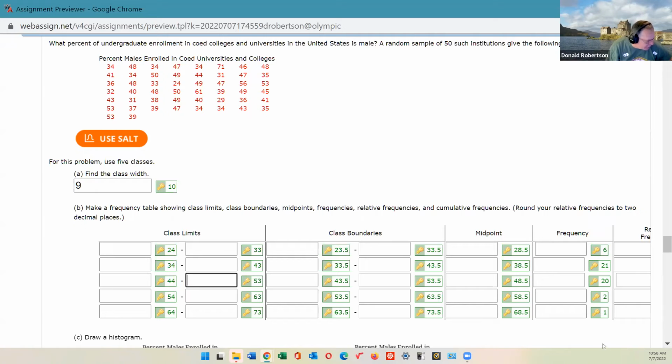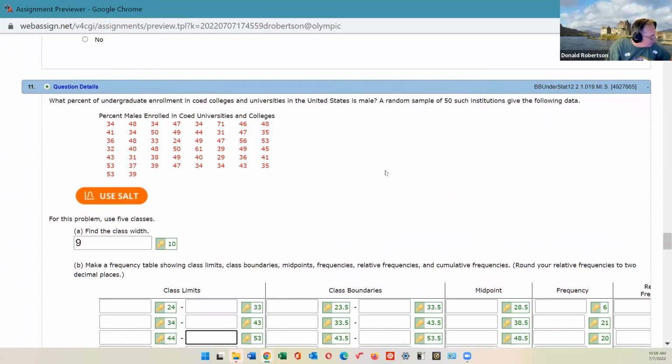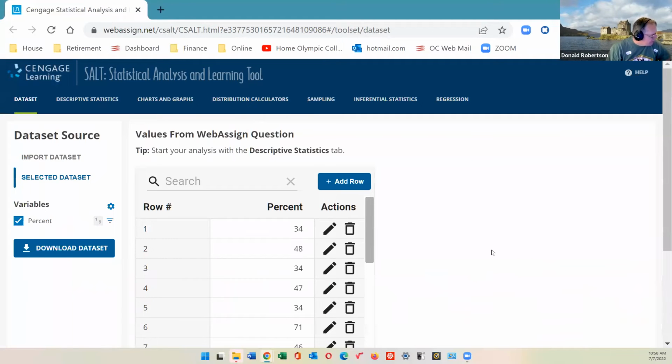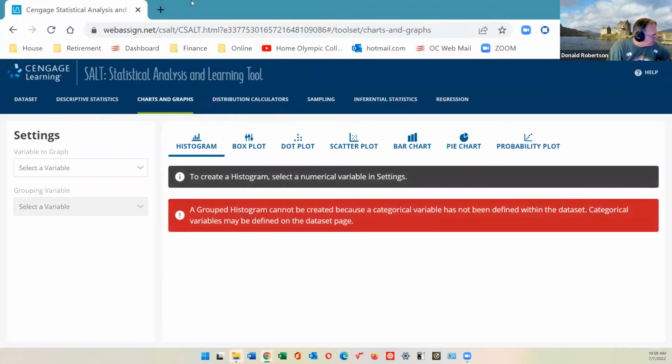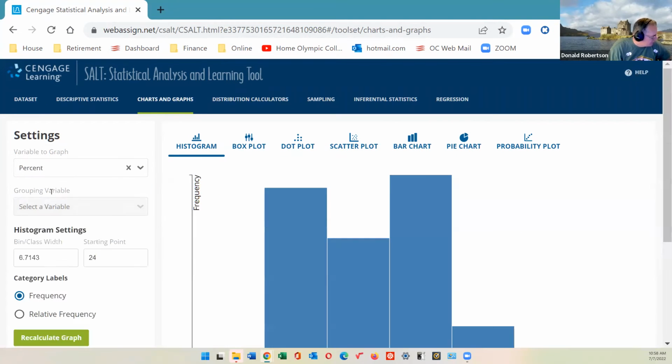Now, let's look at frequencies. We have got to add up all the numbers between 24 and 33. And that's not fun. So let's see if I can cheat by using software. Okay, here is my data, right? And I'm going to go into charts and graphs. And I'm going to select the variable, which is percentages. And the class width was 9.